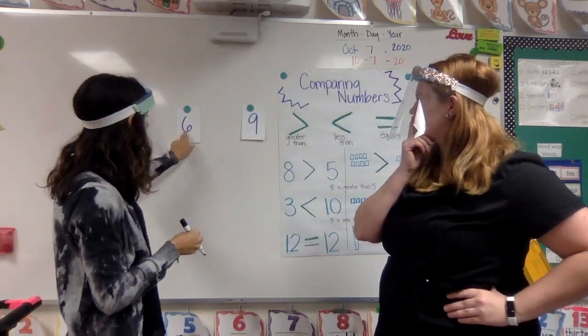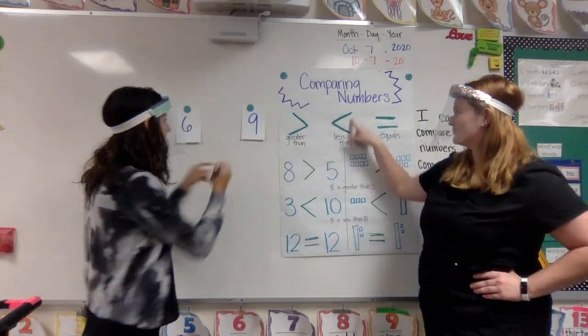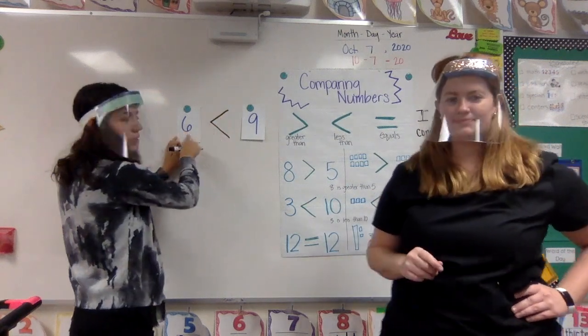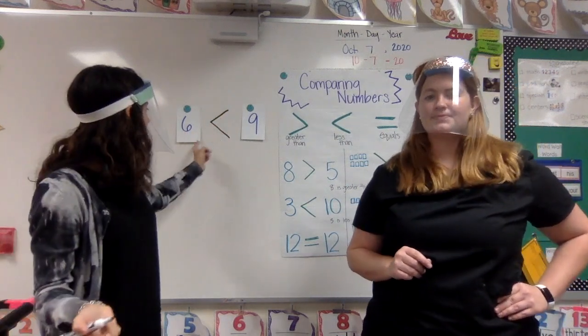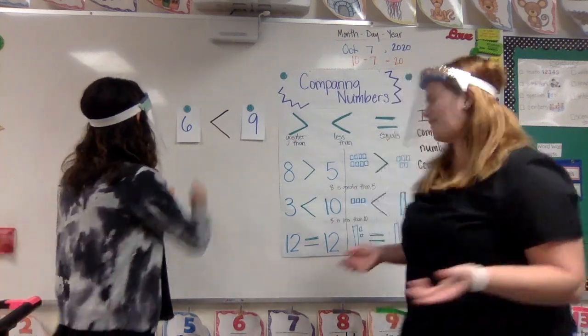Well, I know that 6 would be less than 9. So I have to look and figure out my sign, that's less than. And I know the smaller side should go towards my number. And then I would have 6 is less than 9. Oh, great job. Let's try another one.